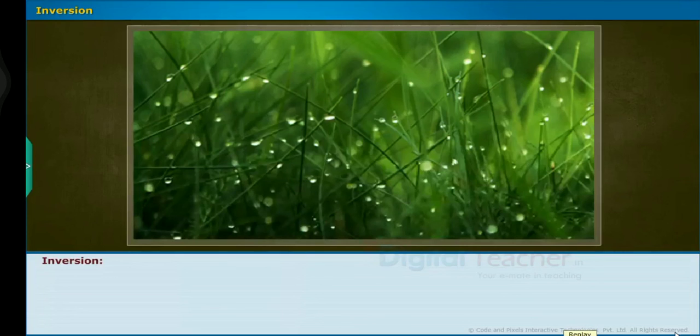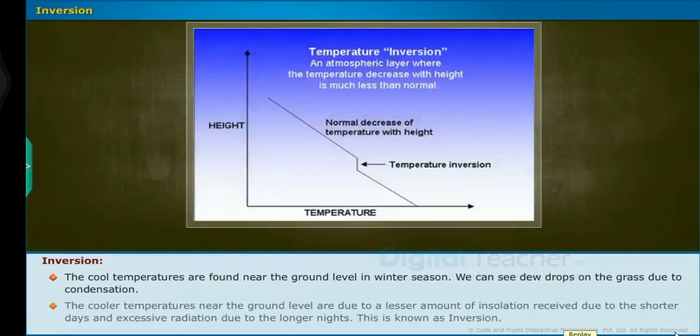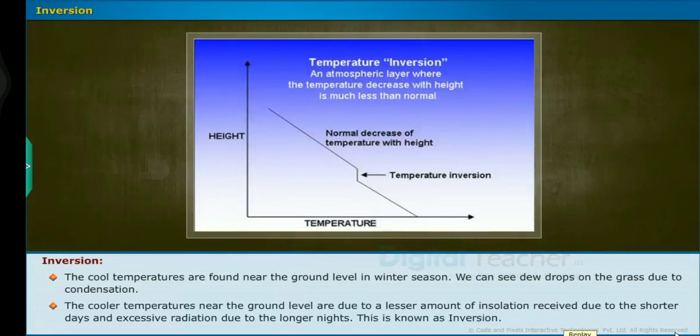Now, let us learn about inversion. The cool temperatures are found near the ground level in winter season. We can see dewdrops on the grass due to condensation. The cooler temperatures near the ground level are due to a lesser amount of insolation received due to the shorter days and excessive radiation due to the longer nights. This is known as inversion.